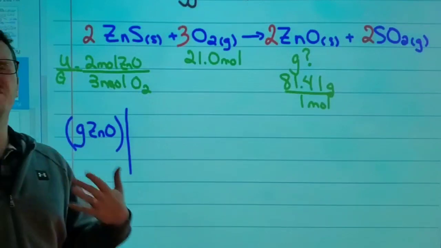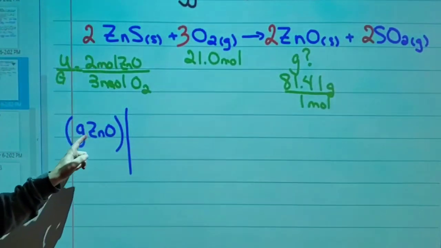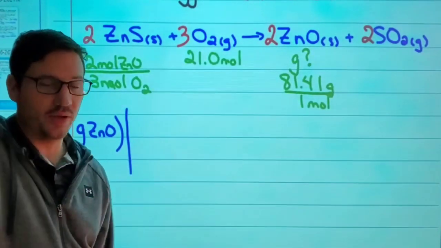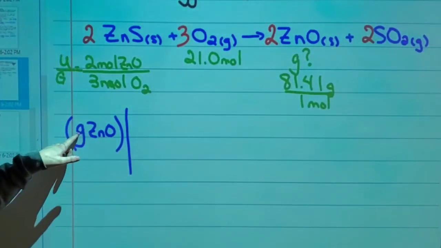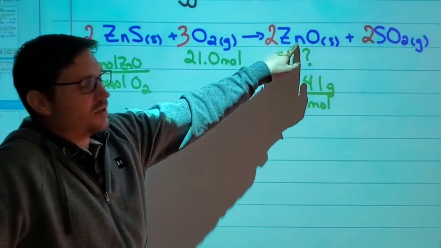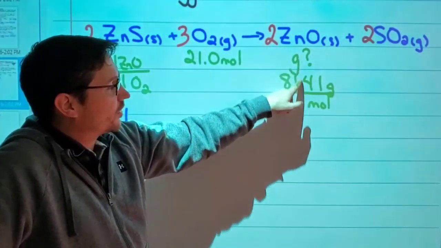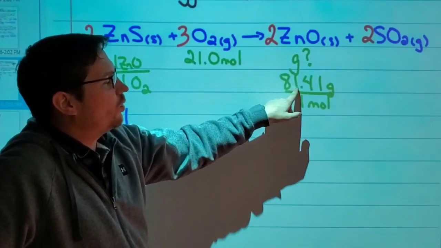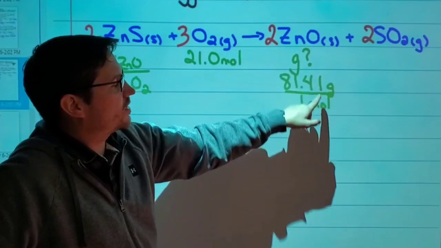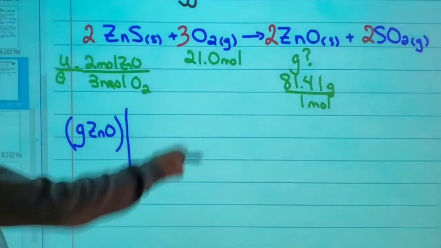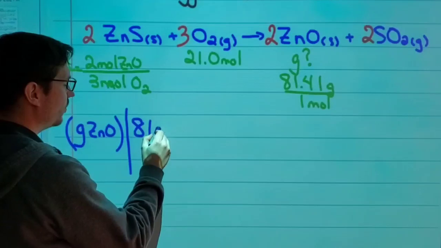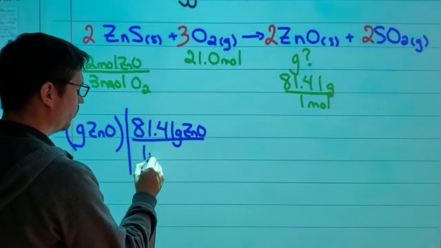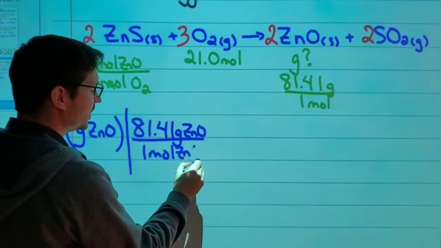That means we have to start with grams of zinc oxide in the top of a fraction here to start with. So we take a look. I'm looking for grams of zinc oxide, so I look under zinc oxide and I try and look for grams. Well, question mark, good, that's what we're looking for. 81.41 grams of zinc oxide per 1 mole. So I'll start with that. I'll start with the molar mass. 81.41 grams of zinc oxide for 1 mole of zinc oxide.